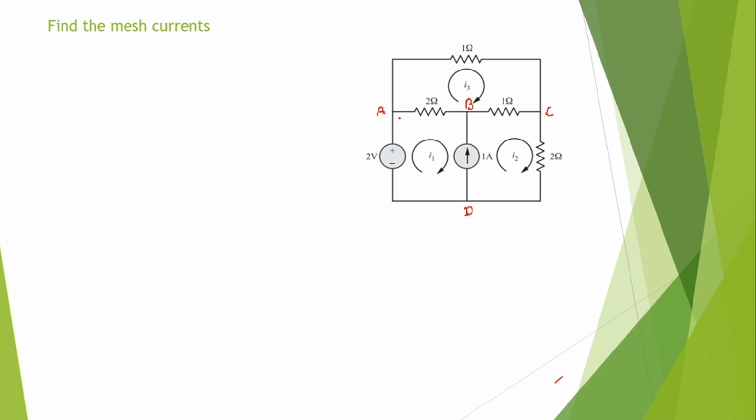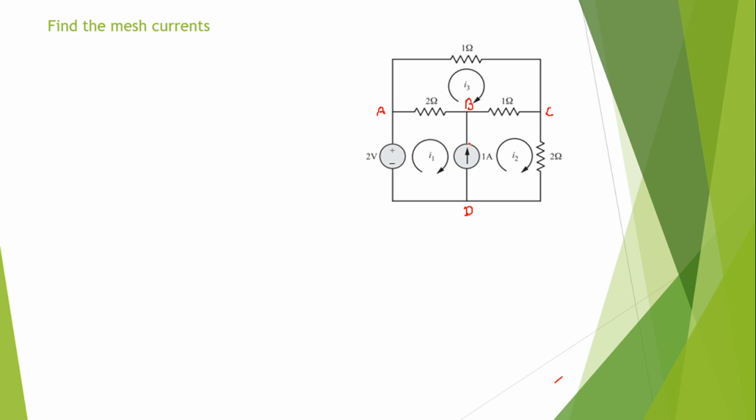Now mesh 1 is A, B, D, A, mesh 2 is B, C, D, B, mesh 3 is A, B, C, A. Anyway, I can consider. So now, while applying a mesh current, first we need to check whether there is any ideal current source present in the network. In this case, this 1 amp is the ideal current source present between B and D. So in such a case, we need to go for super mesh.